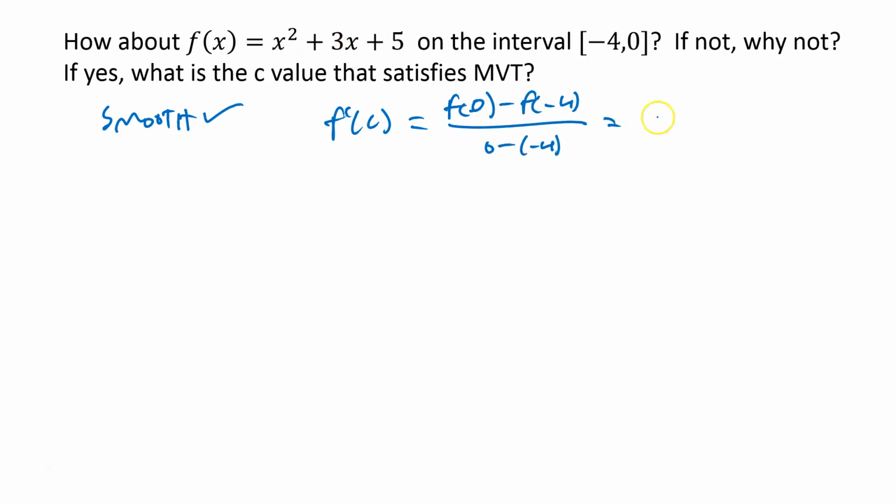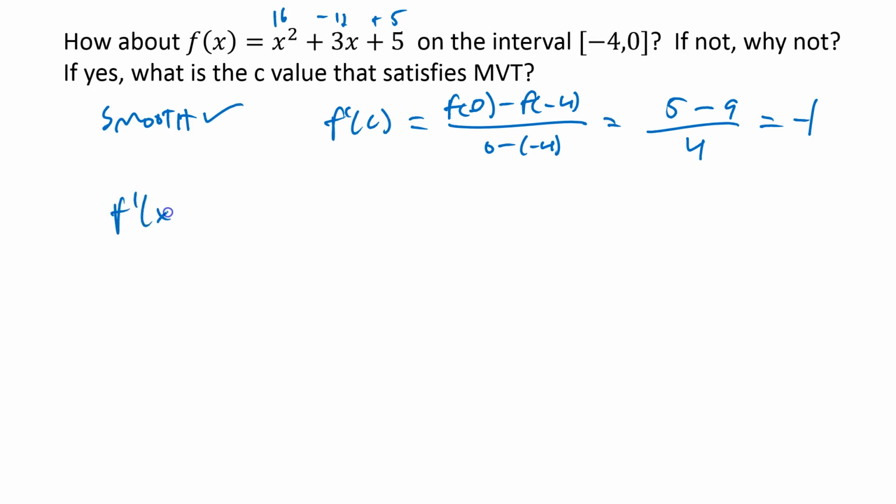So f of 0 is 5. F of -4: squared is 16 minus 12 plus 5. So 16 minus 12 is 4 plus 5 is 9. Divided by, let's see, 4, right? So 5 minus 9 is -4 over 4. That's -1. Okay, makes sense to me because we're going from a negative value to 0 and it's a parabola. Yeah, probably a negative slope. That makes sense. So now what we need to do is take the derivative.